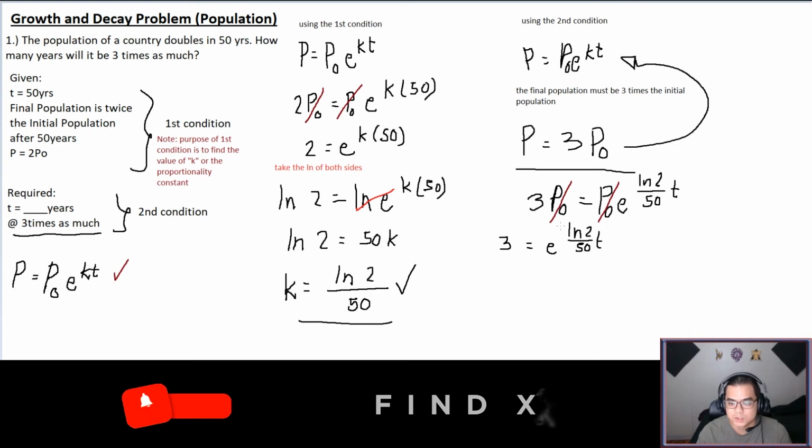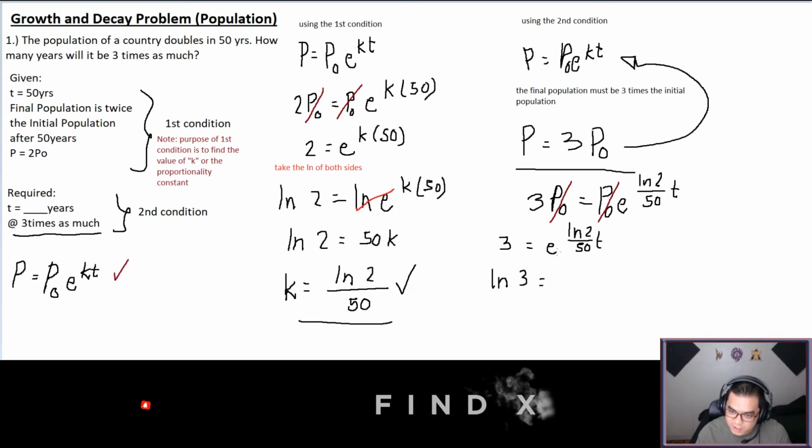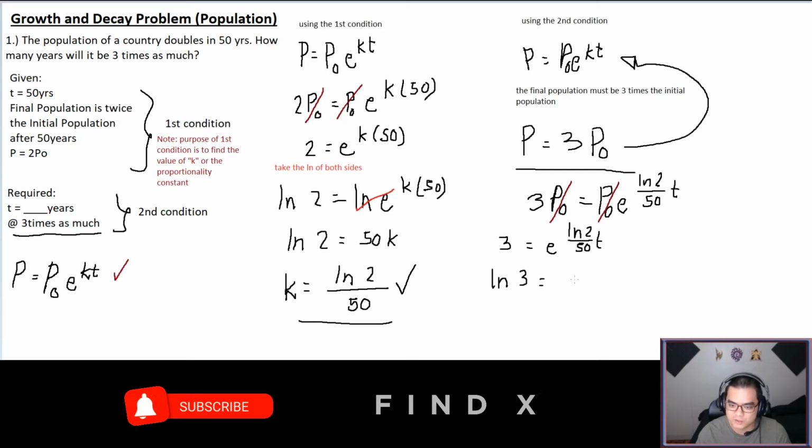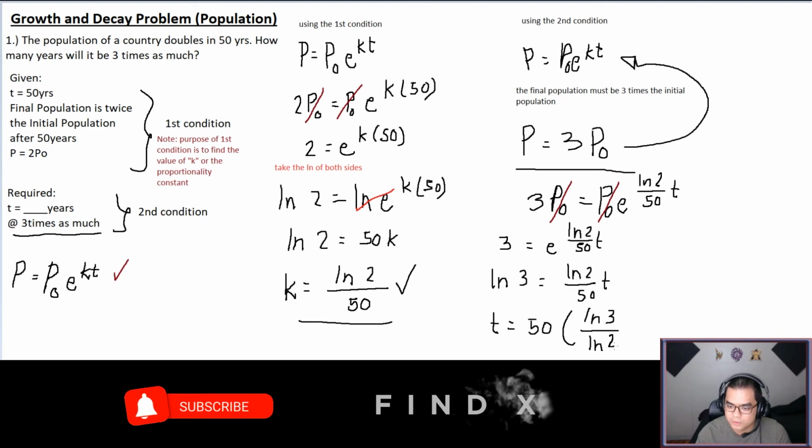That's an exponent. And then taking the ln of both sides to find the value for t, you'll have here ln 3, and then again ln e times this one. Again, ln e will be cancelled out, so you will be left here with ln 2 over 50 t. Therefore, the value for t will just be simply cross multiply your 50 here to ln 3, and then ln 2 will go down. So you'll have here 50 times ln 3 over ln 2.